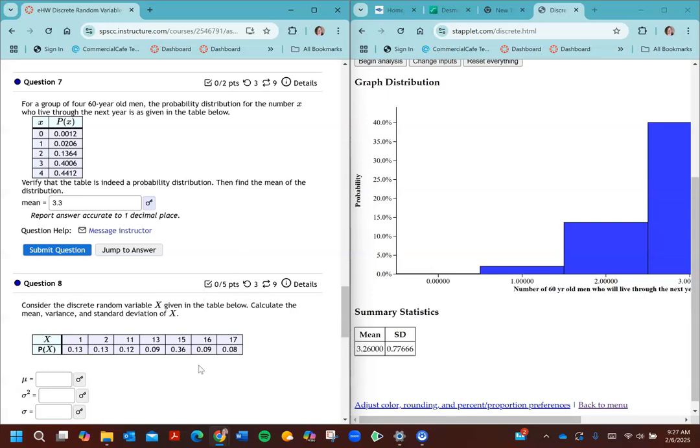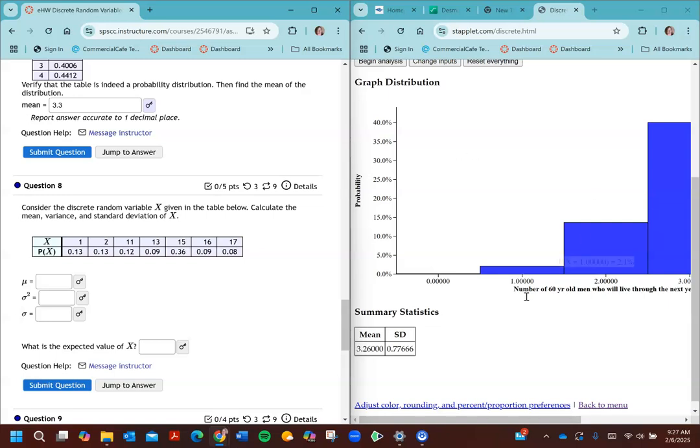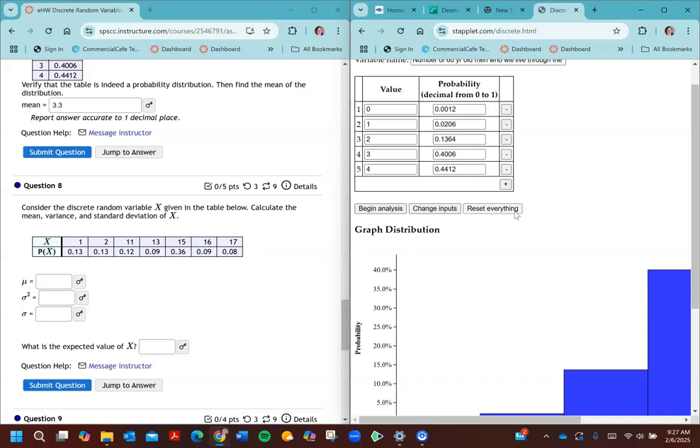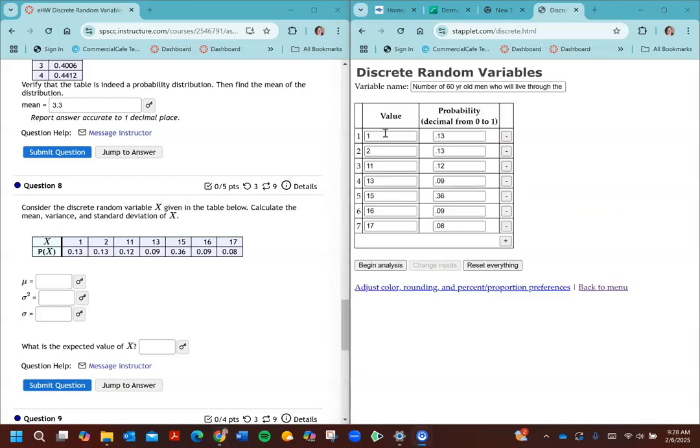The next one below is very similar. You're just going to take that data and put it into Stapplet. So I can hit reset everything, and then I just go ahead and type all the values in. So I'm going to just pause the video and get that typed in so I can show you. You could work along with me if you want. Okay, so I have that typed in. I'm just going to double check that I have them correct.